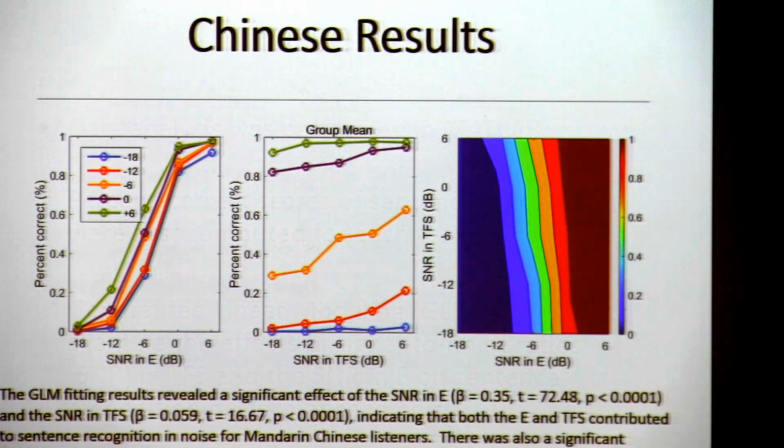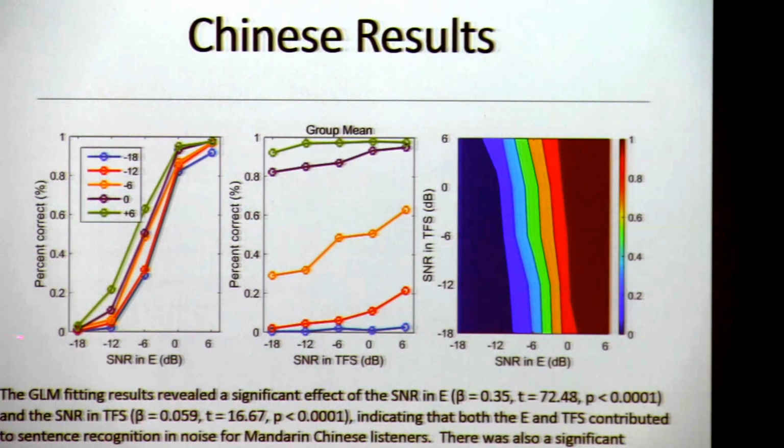So these 3 graphs are our results for our Chinese participants. Each one of these 3 graphs shows the exact same data, only in a different light. So it's very important to pay attention to the axes. For this first graph, the x-axis is the SNR of the envelope, the y-axis is percent correct, and the colored lines represent the SNR of the temporal fine structure.